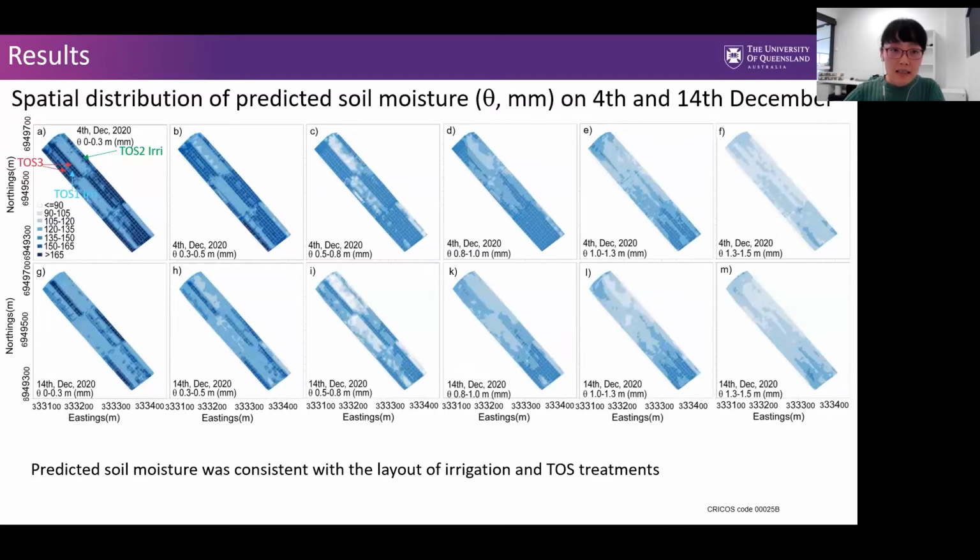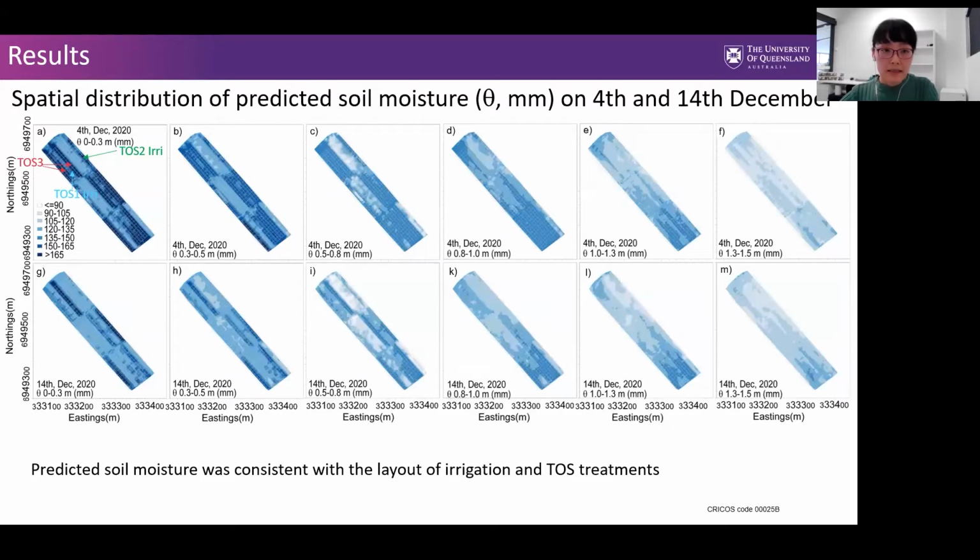The next largest topsoil moisture content was observed in the TOS1 and TOS2 irrigated treatments because of the large water availability. In comparison, the smallest crop water use was observed in the TOS1 and TOS2 dryland treatments due to water stress. At the deeper layers, the spatial distribution patterns of the soil moisture were similar to the topsoil, but the soil layers were generally drier.